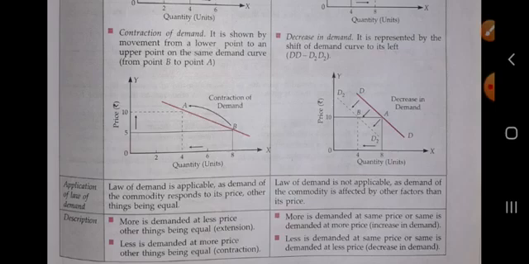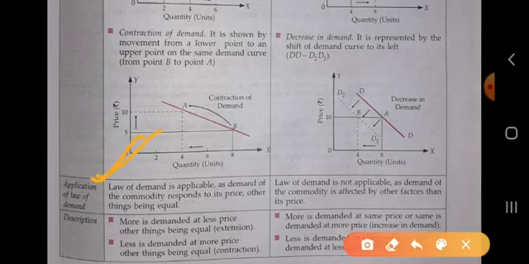In the change in the quantity demanded, we have studied that when the price of any commodity increases, the demand for the commodity decreases, and vice versa. So in the case of change in quantity demanded, there is application of the law of demand, because we have studied here the relation between the quantity demanded and the price of the commodity.